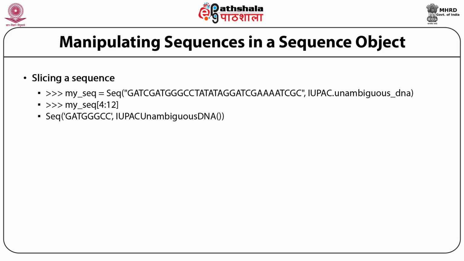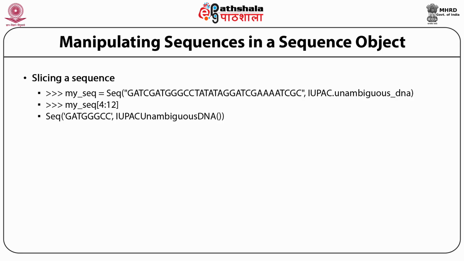Slicing a sequence is the most common manipulation that we do. So we will see how to slice a sequence from a sequence object. The same is applicable for a sequence record object as well. I call it my_seq, which will store the sequence object. So I am creating a sequence object first called my_seq, using Seq, which we have seen already, with the following sequence which is displayed in the slide. It's an IUPAC unambiguous DNA. So the sequence object has been created and it is stored in my_seq.